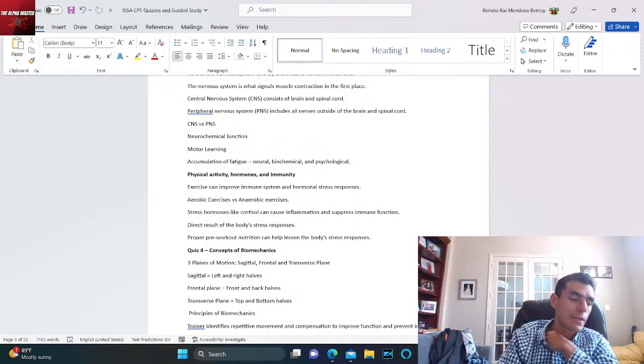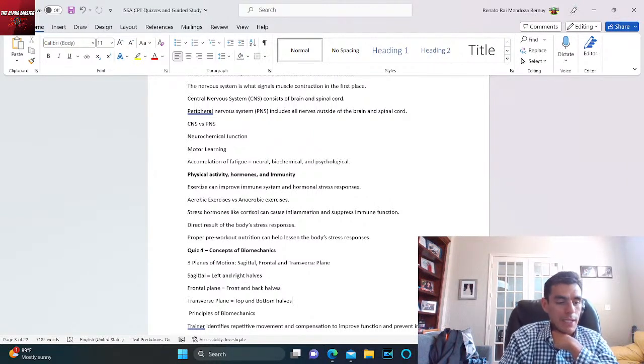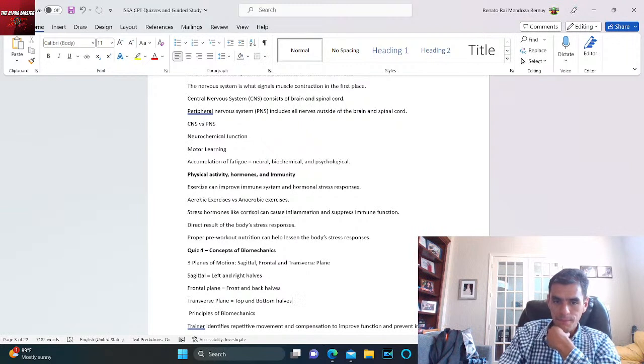sagittal, frontal, and transverse plane. Sagittal plane: left and right halves, and the movement is front to back. Frontal plane: you have the front and back halves, or anterior and posterior halves, and the movement is side to side. And transverse plane: you have top and bottom halves, and the movement is going to be twisting.